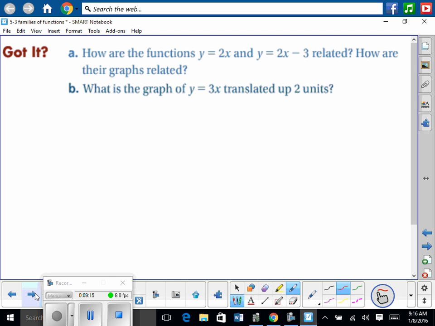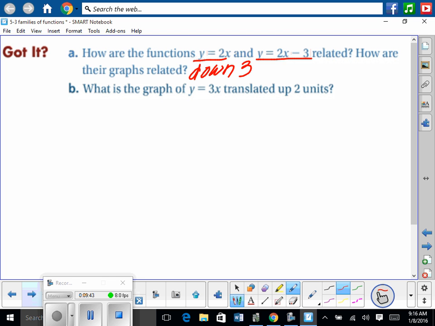Now it's just practicing for a minute. It says, how are the functions y equals 2x and y equals 2x minus 3 related? How are their graphs related? So we have y equals 2x compared to y equals 2x minus 3. How are they related? What are we doing with y equals 2x? Very good. Same shape. It's a line, right? y equals 2x. What are we doing with the line? Shifting it down 3. Questions on that?